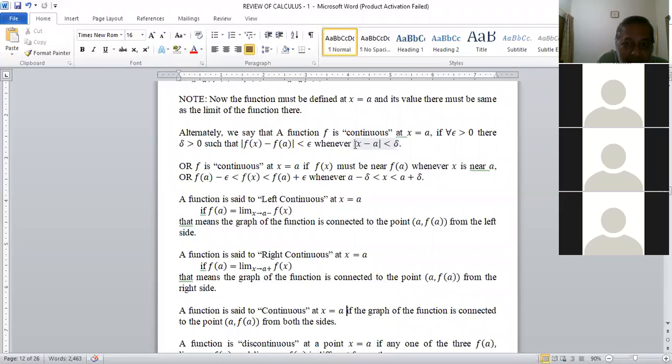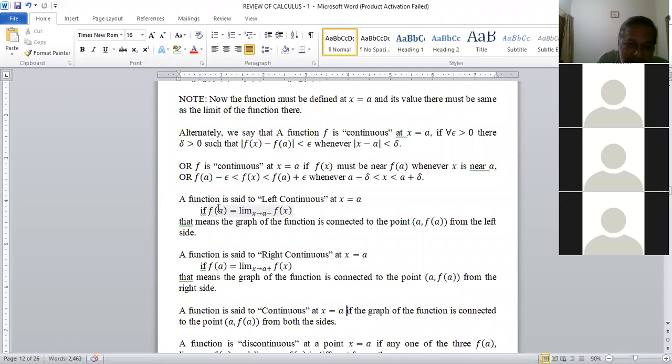We did not put greater than 0 because x is allowed to be a, because x is equal to a, function value exists, and that has to be same as the limit. So continuity can be expressed that function values are in the interval f(a) minus epsilon and f(a) plus epsilon whenever x is in the interval a minus delta to a plus delta.